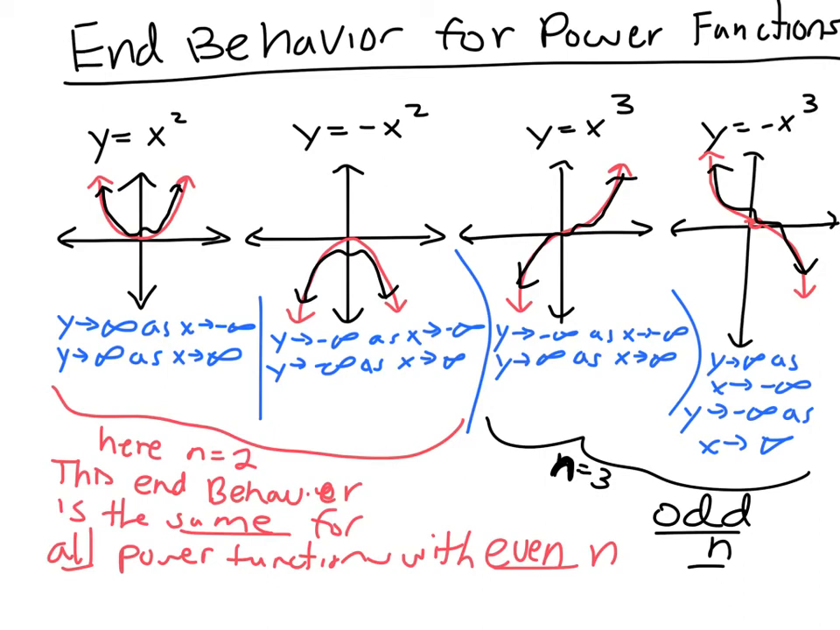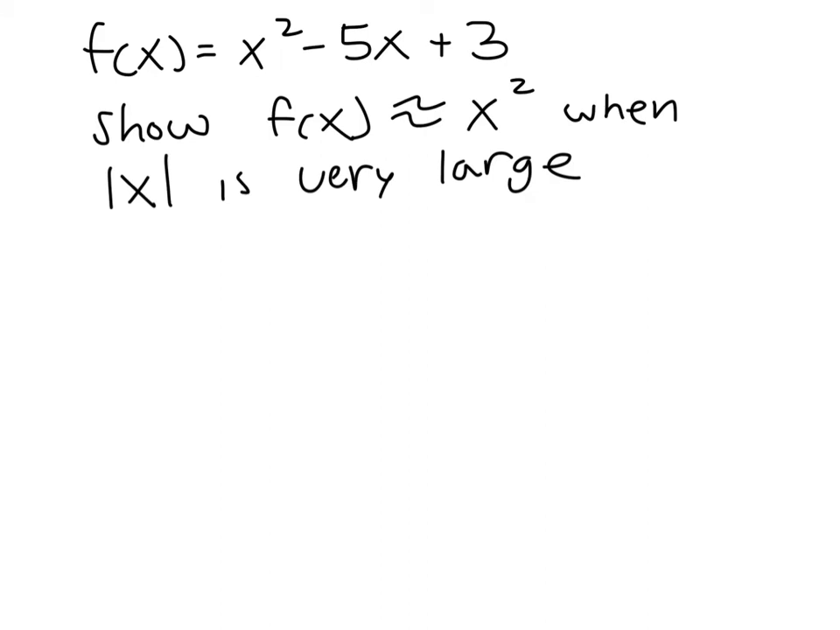Okay? So as long as n is odd, you will have the end behavior looking like this, and if n is even, the end behavior will look like that. Okay, so now that was the end behavior for power functions, but I said I was going to talk about the end behavior of polynomial functions. So now let's show that the end behavior of a power function is the same as the end behavior of a polynomial.